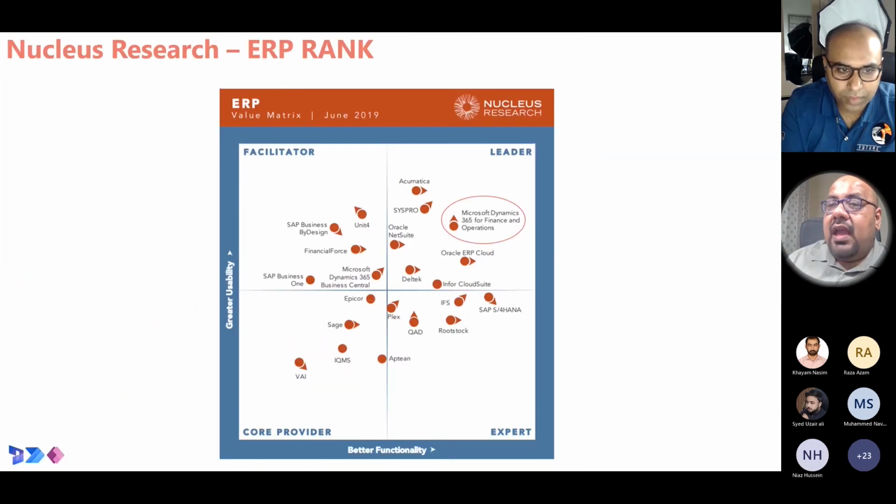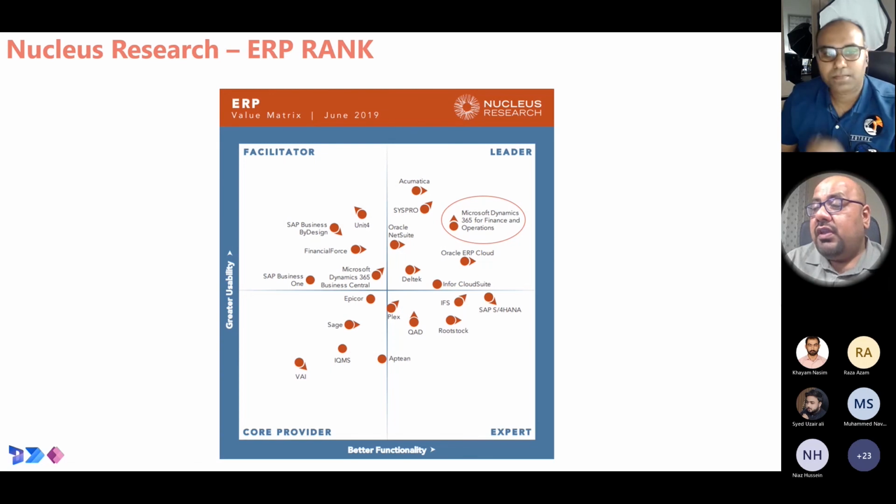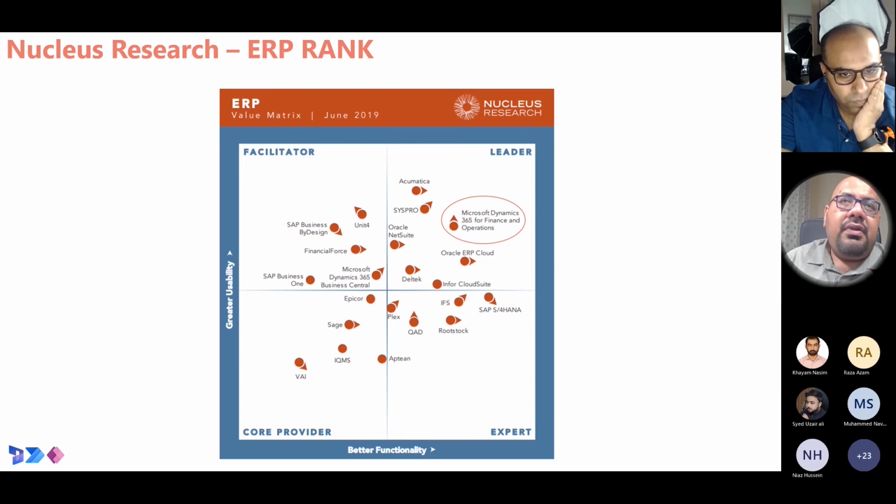Now we have Nucleus Research, which is again another separate organization, and Microsoft is one of the leading ERP solution providers on cloud as well as on-prem. So there are some solutions there. In fact, SAP is a big competitor. Oracle is also there. Infor Cloud Suite is also there. But again, they are competing. Microsoft is competing very well this year.